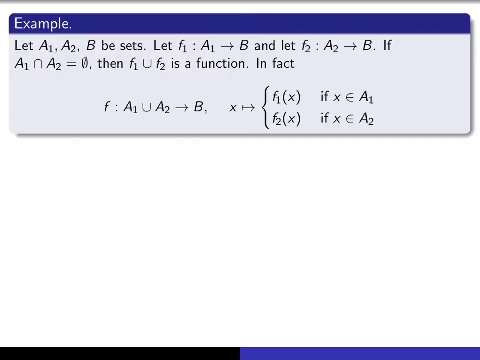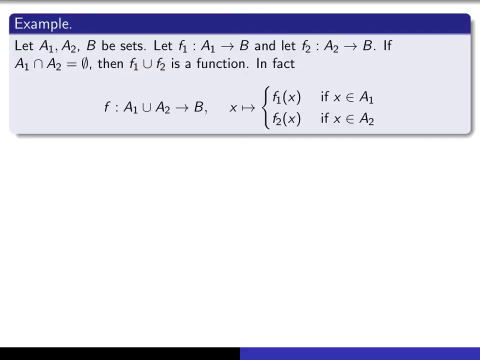So let's start with three sets, A1, A2, and B. And suppose we have two functions. F1 is a function from A1 into B. F2 is a function from A2 into B. And suppose that these two sets A1 and A2 are disjoint. Their intersection is empty. Well then, it turns out that F1 union F2 is in fact a function.